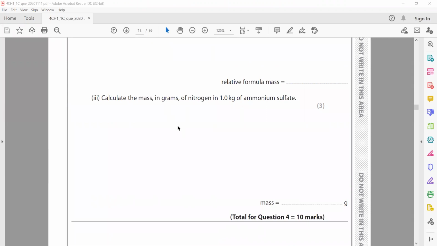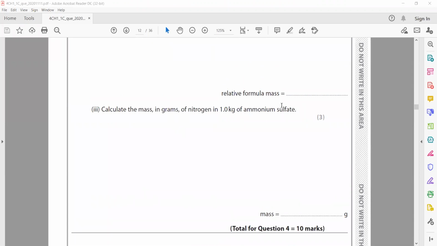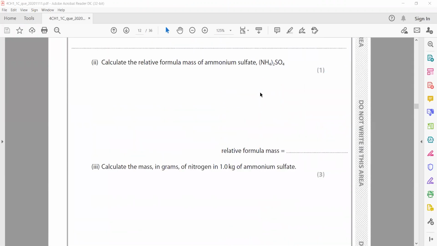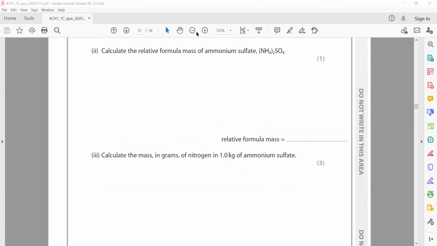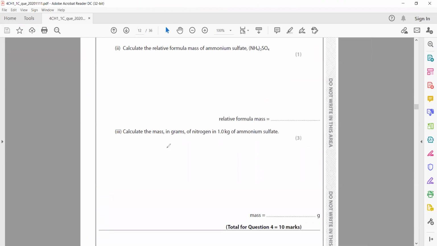Calculate the mass in gram of nitrogen in 1 kilogram of ammonium sulfate. So how can we find the mass of nitrogen in 1 kilogram of ammonium sulfate? You can simply use the ratio. Look, this is ammonium sulfate, (NH4)2SO4. And how much nitrogen is there? There are 2 nitrogen. So if we have 132 grams of ammonium sulfate, you will have how much? 14 multiplied by 2, that is 28 grams of nitrogen.